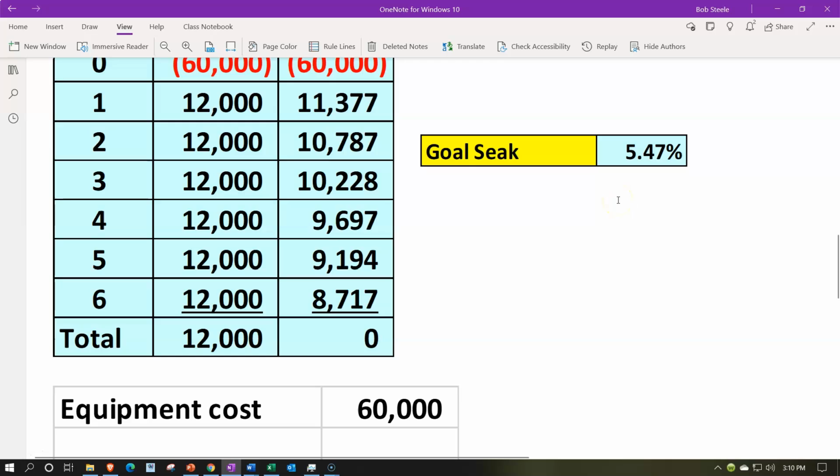So that means that's going to be your internal rate of return. This 5.47 then can be compared with other projects that might have a similar flow, and you can then see the higher the rate, the better for the internal rate of return.